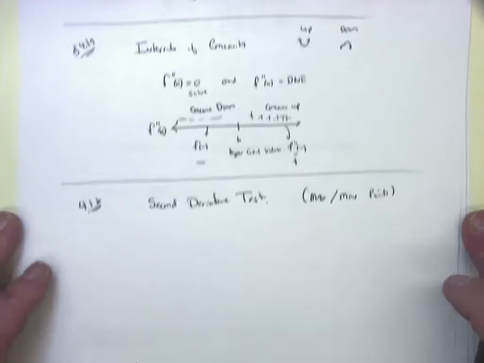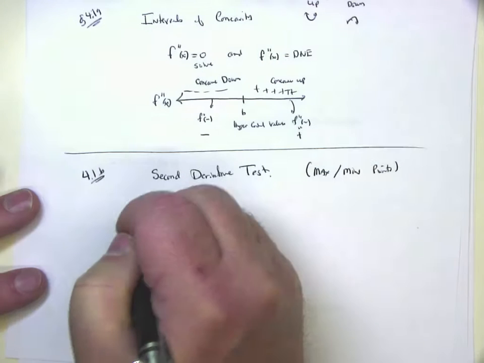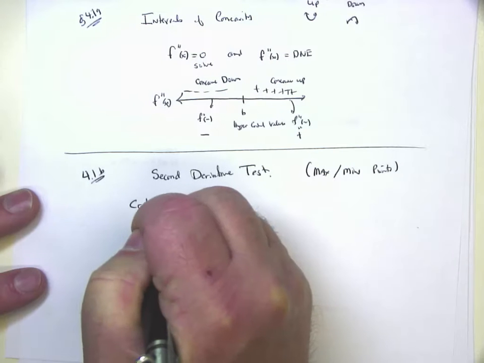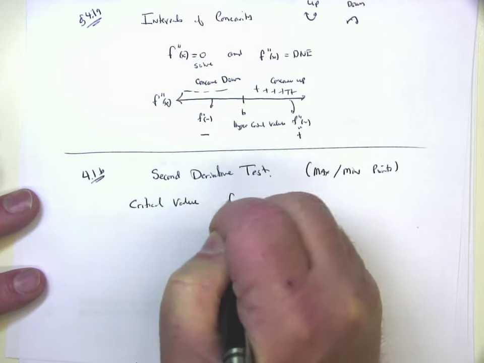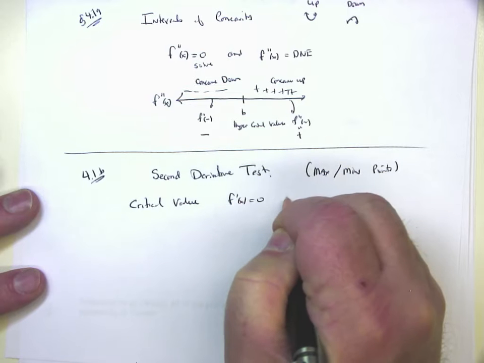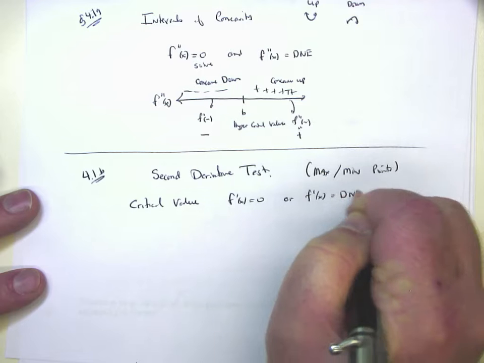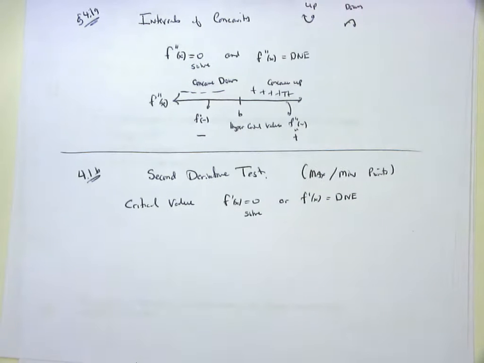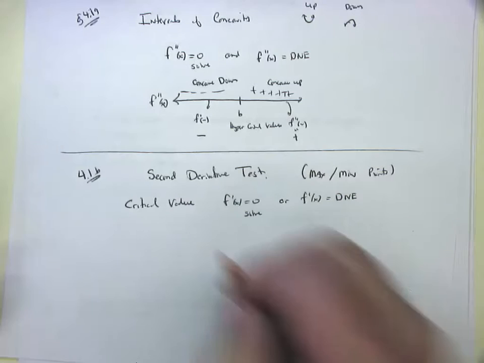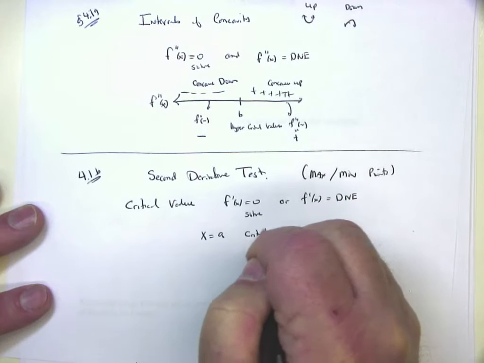Now, what the second derivative test does, and it's a little bit better, is you don't actually have to use a number line. So once you get your critical value, let me remind you about a critical value. The critical value occurred when the derivative was equal to 0 or where the derivative does not exist. Set the derivative equal to 0 and solve. Now, here's the big deal about maximum minimum. So let's say x equals a is your critical value.